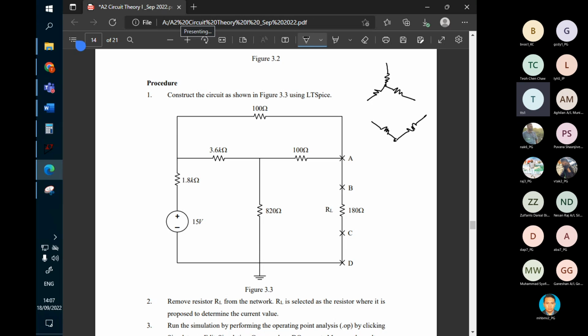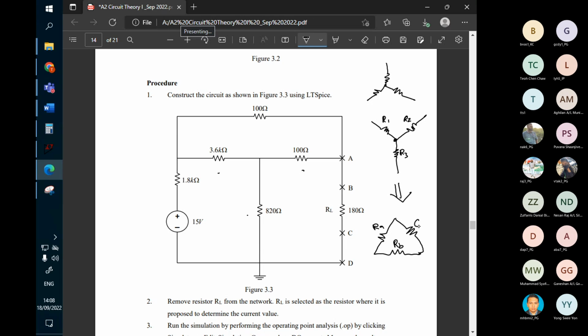Let me give you brief background information about this circuit. If you look at this one, and this one, it looks like a Y connection. Actually, we can convert this one to the delta connection using the formula you learned in tutorial 1. Let's say you call these R1, R2, and R3. We can convert this into RA, RB, and RC.